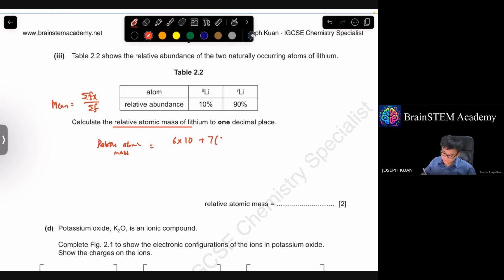So 7 times 90 divided by a total of 100, because 100% is total abundance. That makes it 6.9.